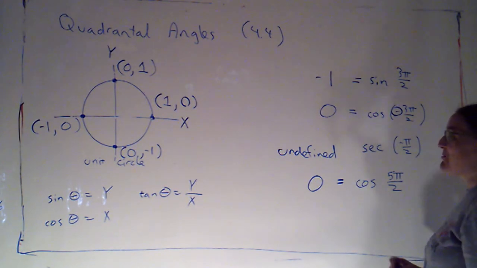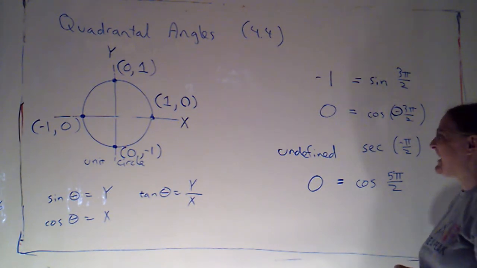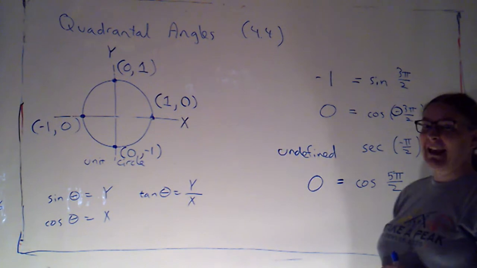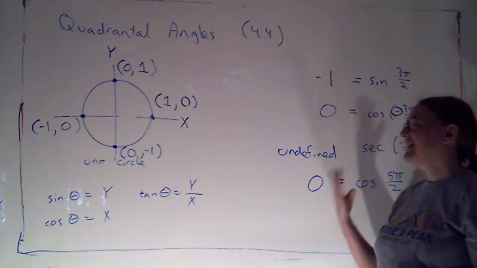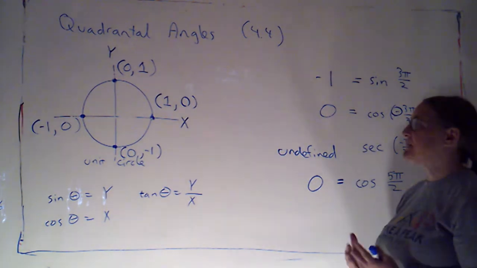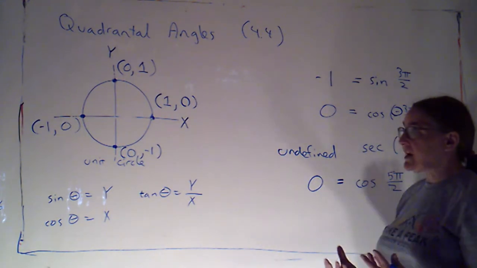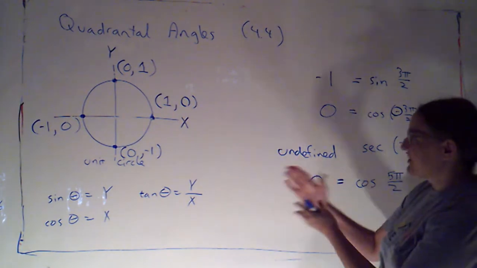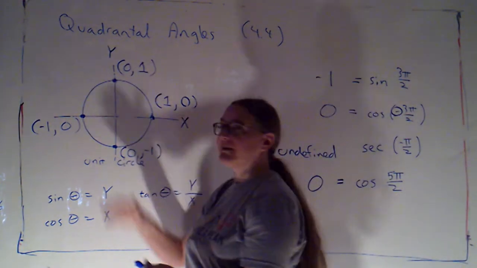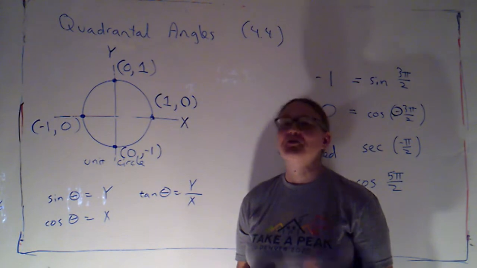You'll notice as we were working with our quadrantal angles, there are only 4 answers that we can get. We can get 0, 1, -1, and undefined. And that's because we're looking at these trig ratios, but the only numbers we have to work with are 0s, 1s or -1s, and then the radius of the unit circle, which is 1.